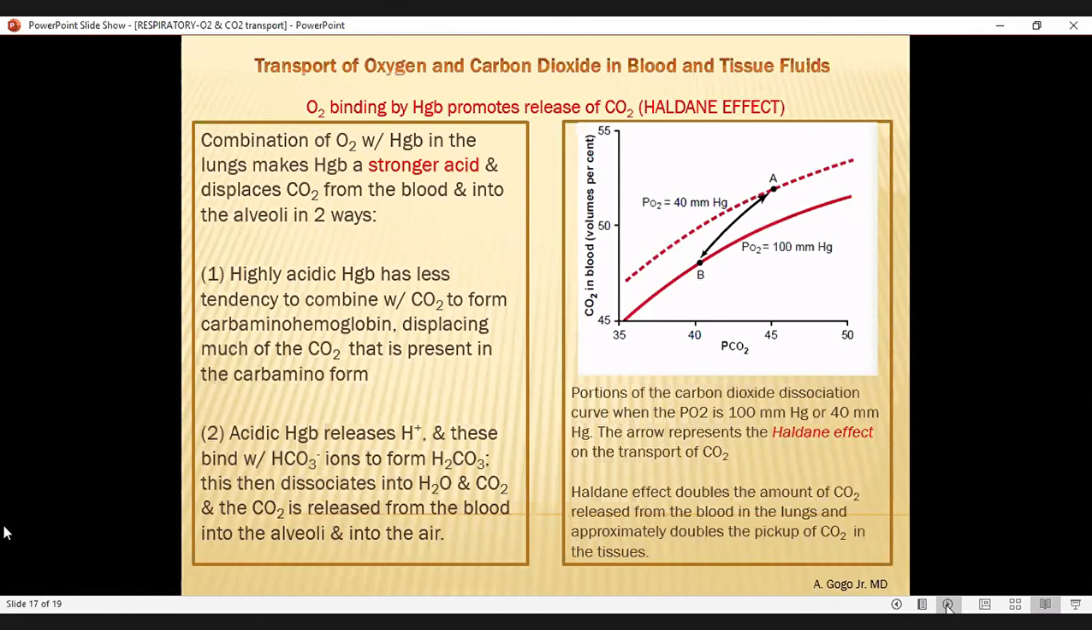And acidic hemoglobin releases hydrogen. And this combines with the bicarbonate molecule to form carbonic acid. And so this will dissociate into water and CO2. It is the opposite of what happens in the tissues, right? So the CO2 is released from the blood. Okay.